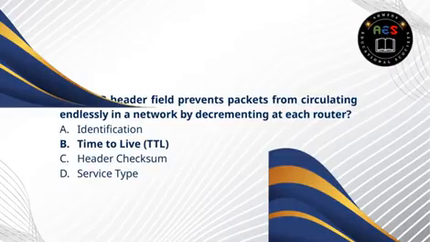Basically, every time a packet passes through a router, the TTL value gets decremented by 1. If the TTL reaches 0, the packet is discarded. This ensures that packets don't keep looping forever. It's like a built-in expiration date. The other options, like identification, header checksum, or service type, serve different purposes, but none of them prevent endless circulation. So the key takeaway here is that the TTL field is crucial for maintaining network health and efficiency by controlling how long a packet can live in the network. This concept ties back into the overall theme of understanding how IP protocols manage data flow and prevent issues like infinite loops.